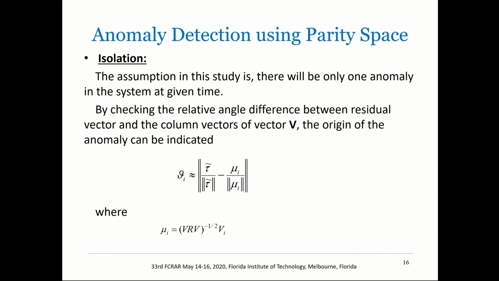To isolate, the assumption in this study is there is only one anomaly in the system at a given time. By checking the relative angle difference between the residual vector and column vectors of vector v, the origin of the anomaly can be indicated here.